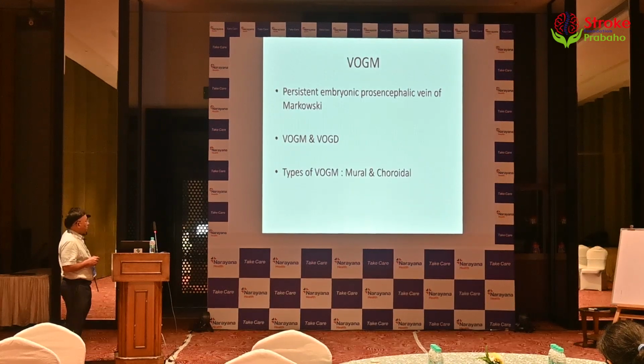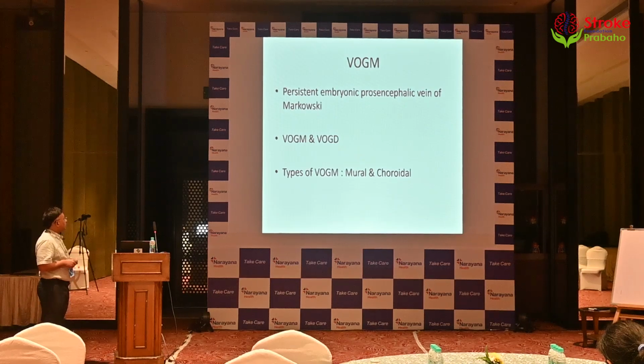So before planning the treatment, we have to understand what is the persistent embryonic prosencephalic vein of Markowski, what is vein of Galen malformation, and what is vein of Galen dilatation. So we have to differentiate whether it is a vein of Galen malformation or vein of Galen dilatation, and what is the type of vein of Galen malformation. Is it mural or choroidal?